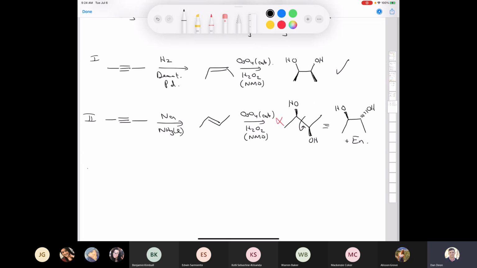Let's try number three. So with number three, we start with our 1-butyne. We do our deactivated palladium. So I'm going to just copy and paste this because it's the same. So we'll copy this and paste it down here. So we end up with cis-2-butene. So we'll throw that in here.